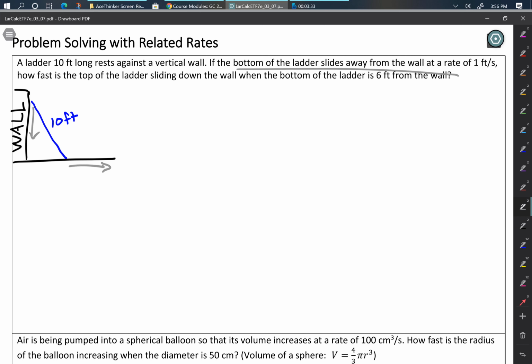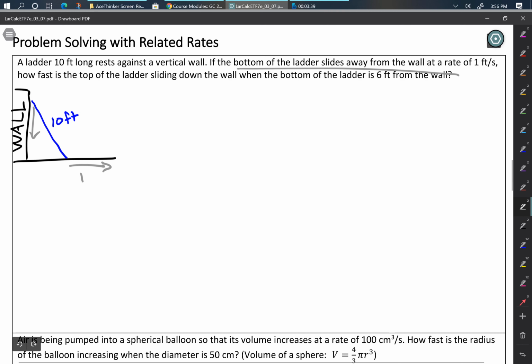Okay. It also tells me that the bottom of the ladder slides away from the wall at a rate of change of 1 foot per second. So this is moving in this direction at a rate of 1 foot per second. And then I'm supposed to find out how fast, that is, what is the speed that the top of the ladder is sliding down the wall when the bottom of the ladder is 6 feet from the wall.